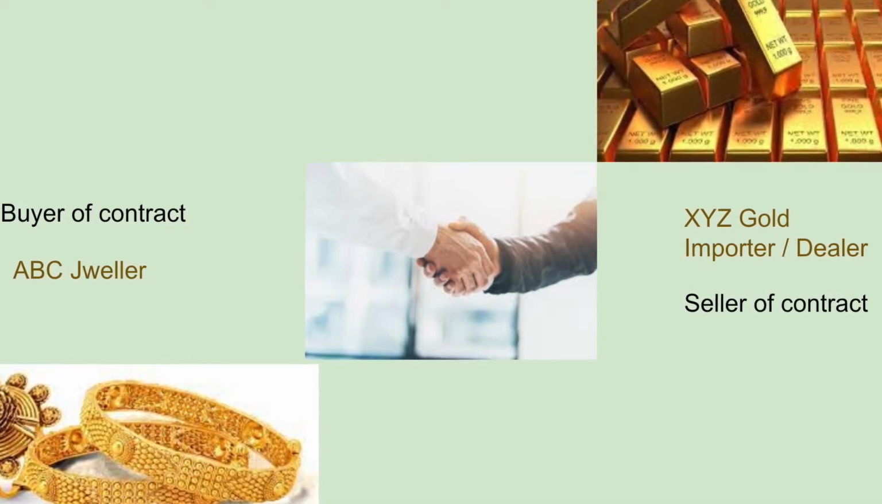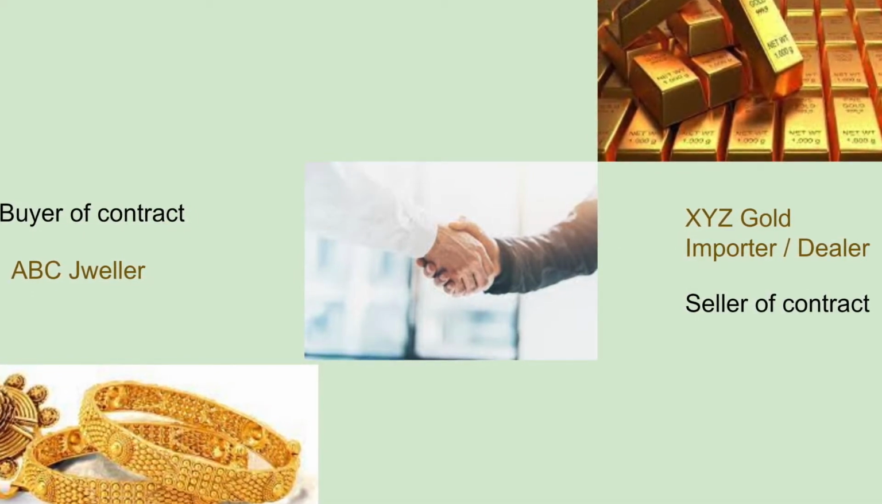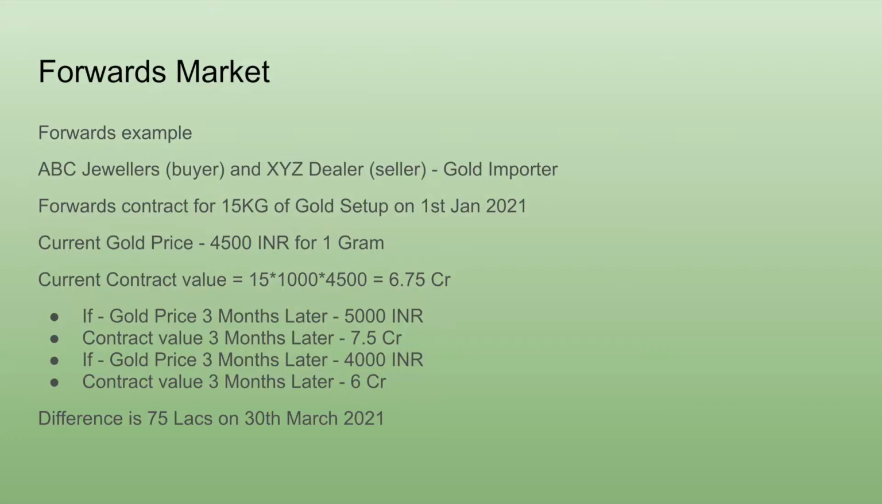So let us assume it to be 4,500 per gram or 45 lakhs per kilogram. That is, in March end, ABC, the jeweler, has to pay XYZ, the gold importer, around 6.75 crores, which is the total agreement value of 15 kg of gold, considering 4.5k as the price of gold per gram. This is a very straightforward and typical business agreement that is prevalent in the market.